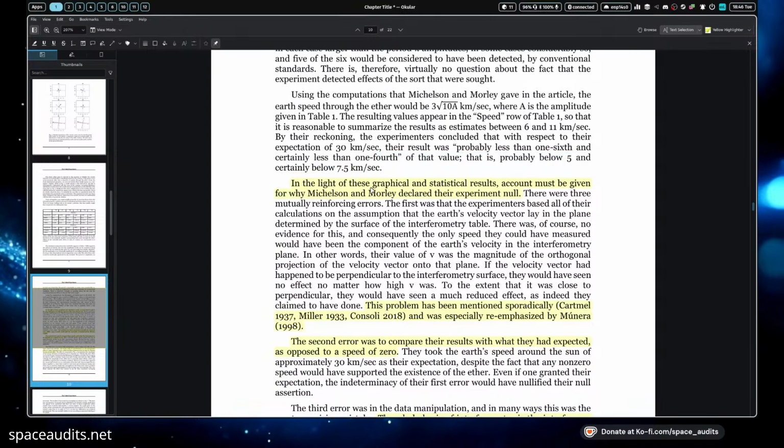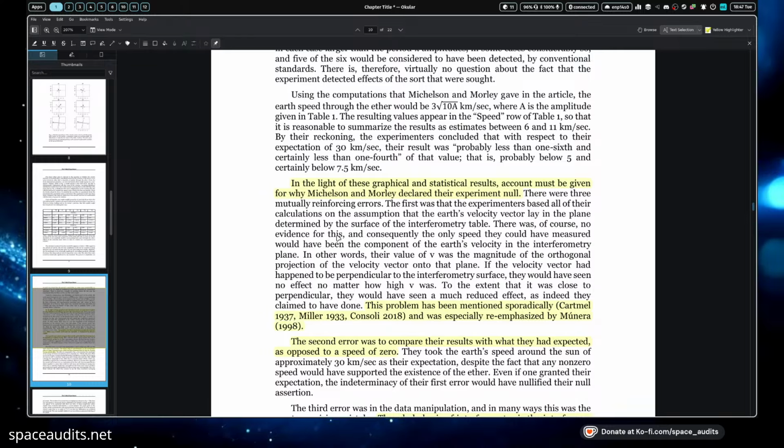In the light of the graphical and statistical results, an account must be given for why Michelson and Morley declared their experiment a null. There were three mutually reinforcing errors. The first was that the experimenters based all their calculations on the assumption that Earth's velocity vector lay in a plane determined by the surface of the interferometer table.